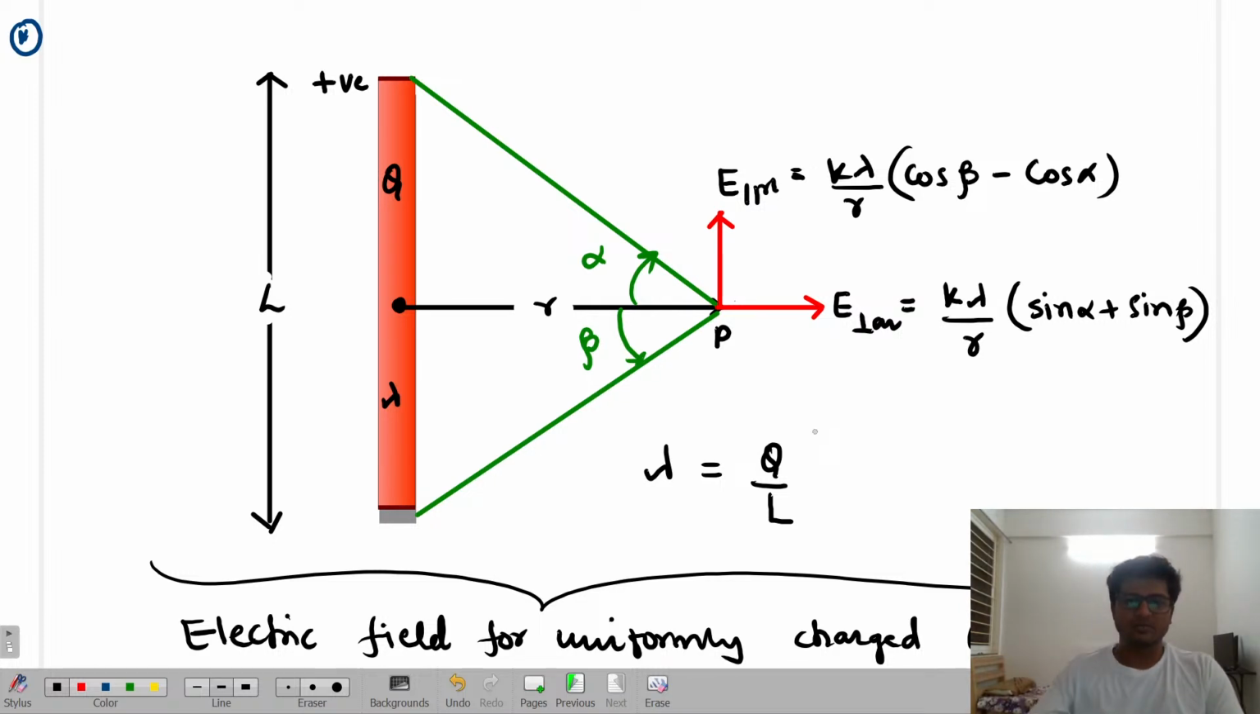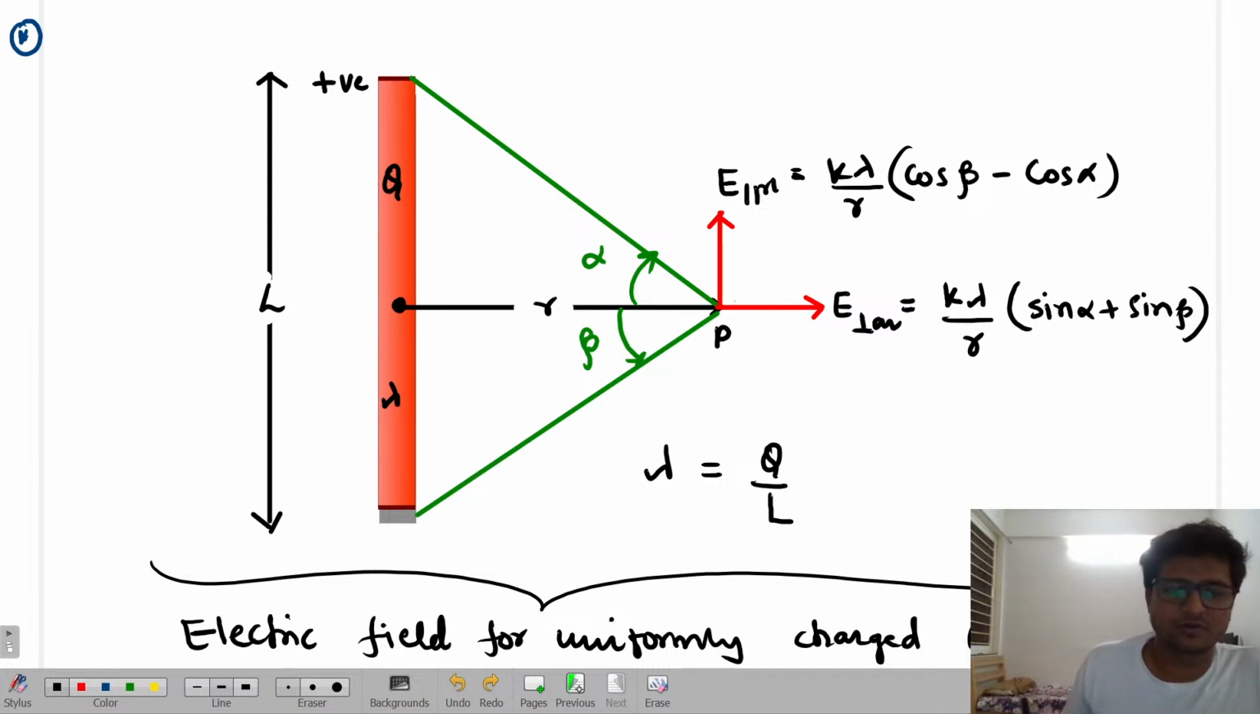Yes, you can find the resultant of parallel and perpendicular, but that is a totally tedious task because you'll have to take the square of these two and then add. So once again, that's a very tedious task. Okay, is that clear? Can we move to the next point?